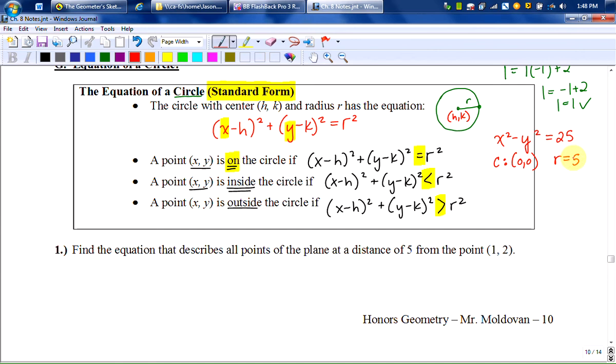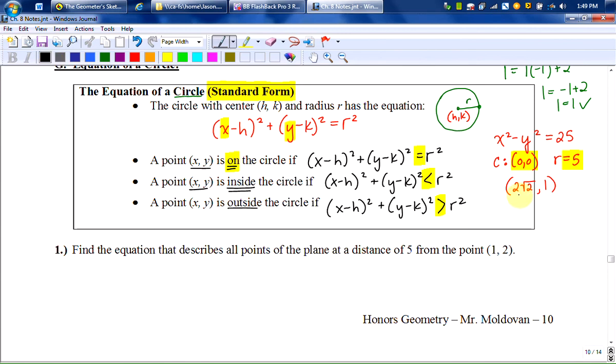And let's say I want to check if the point 2 root 2 comma 1 is inside the circle, outside the circle, or on the circle. Well, I could graph it, but I want to move away from graphing because not all circles are centered at 0, 0, and not all circles have nice radius integer measurements. They might have some weird radius measurements.